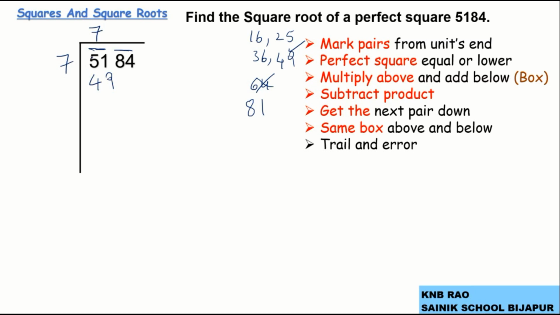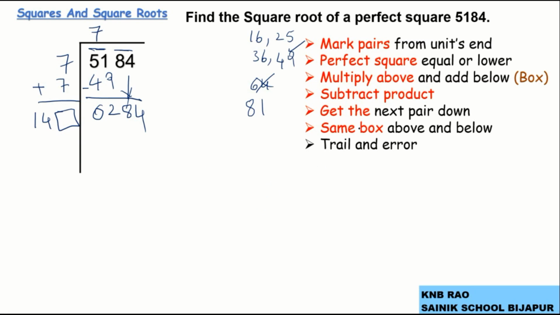So multiplied above, 7 plus 7 gives 14. Intentionally we are giving a little gap for a box here. So we will subtract the product. Subtracting the product, 7 sevens are 49 from 51 gives 02. Now get the next pair down. So 84 comes down.